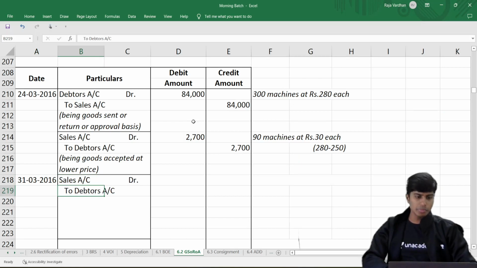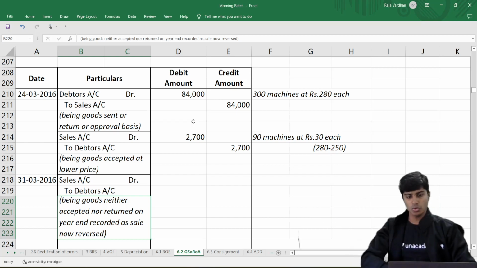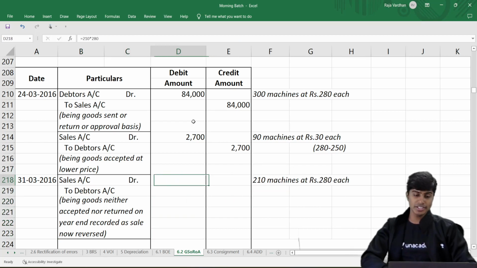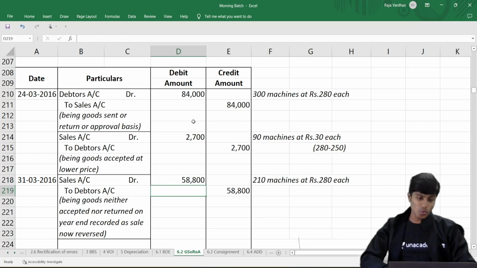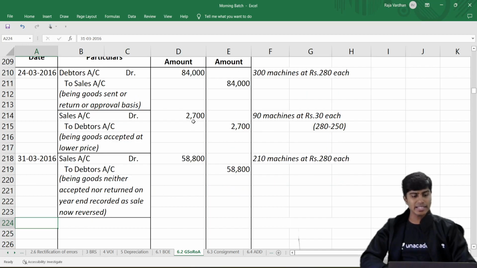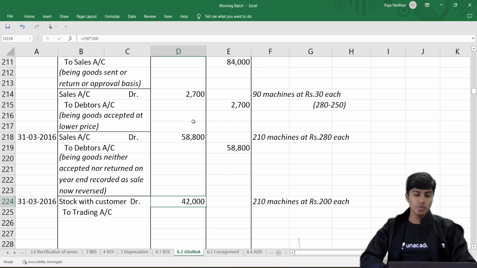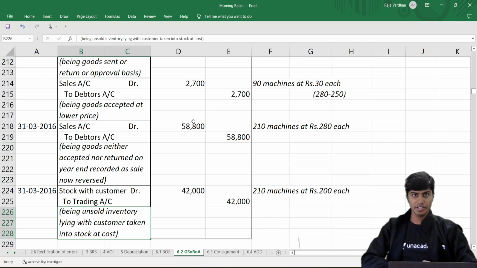So, sales account debit to debtors, goods neither accepted nor returned lying with the customer, now reversed. I'll do it for 210 machines at rupees 280 each, which would come to 58,800 and 58,800. Following this, on the year end, the next entry would be including such inventory into my stock, which is stock with customer account debit to trading account. This is 210 machines into 200 each, which is 42,000. Stock lying with customer, including inventory.